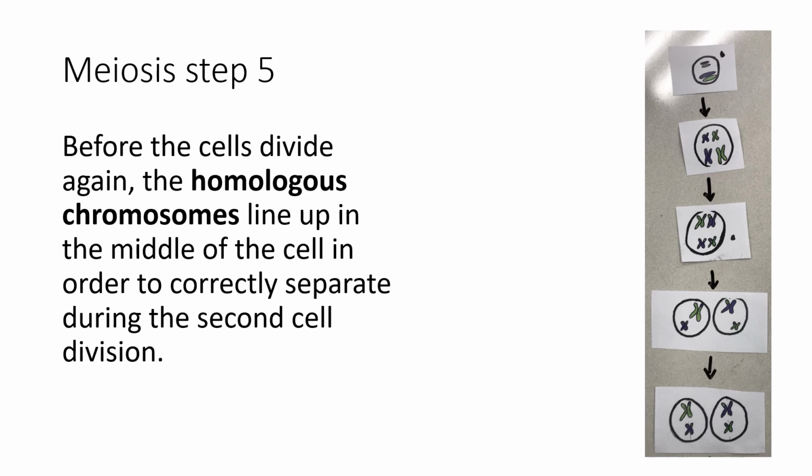So our step 5: before the cells divide again, the homologous chromosomes line up in the middle of the cell in order to correctly separate during the second cell division. So we can see here that they're not just kind of off to the side. The X's are right on top of each other. They're lined up in the middle. So that way when those 2 cells get pulled apart and we eventually make 4 cells, we get the correct number of DNA in each one of our cells. So I'd add that picture in. I would add this description of what's going on as well.